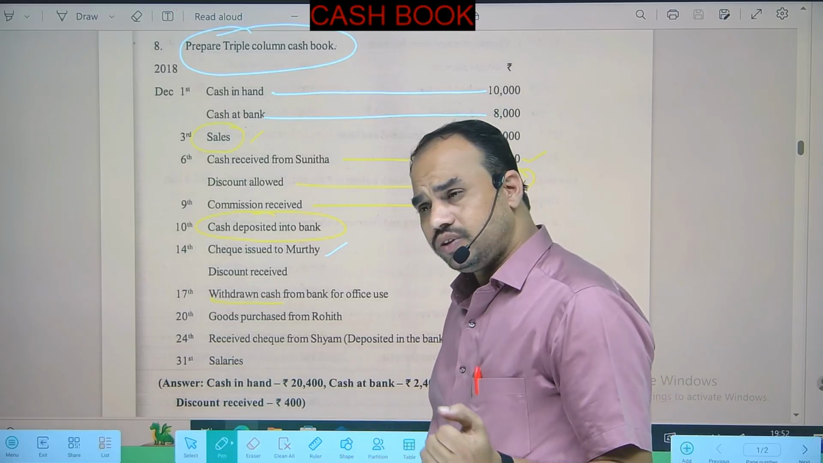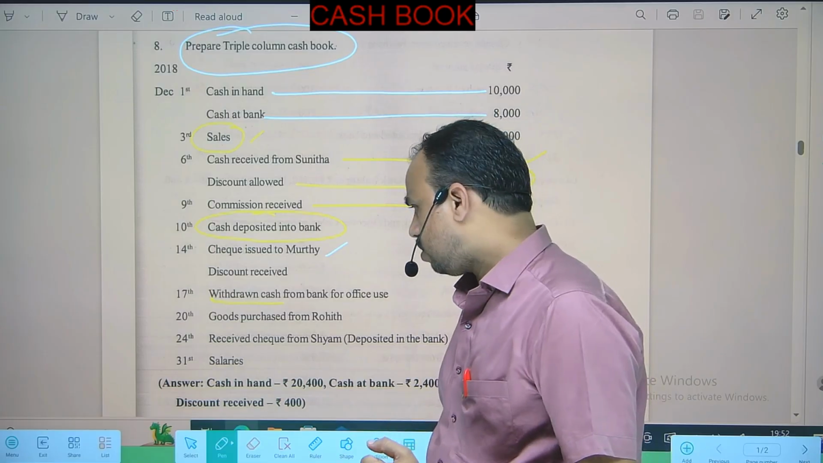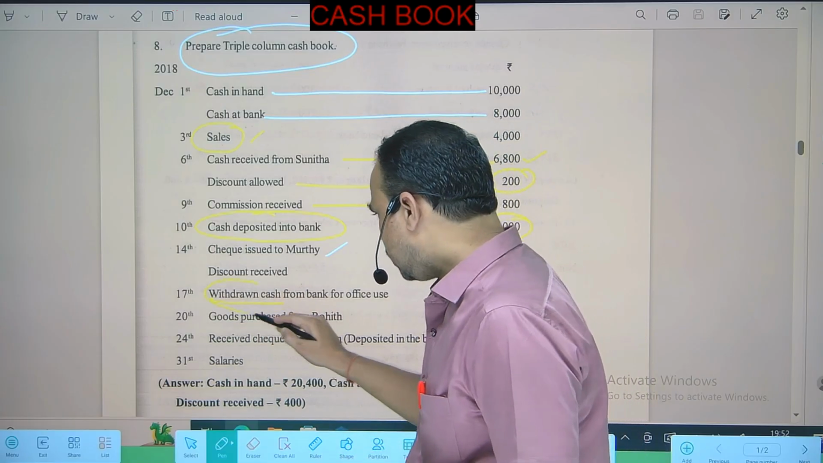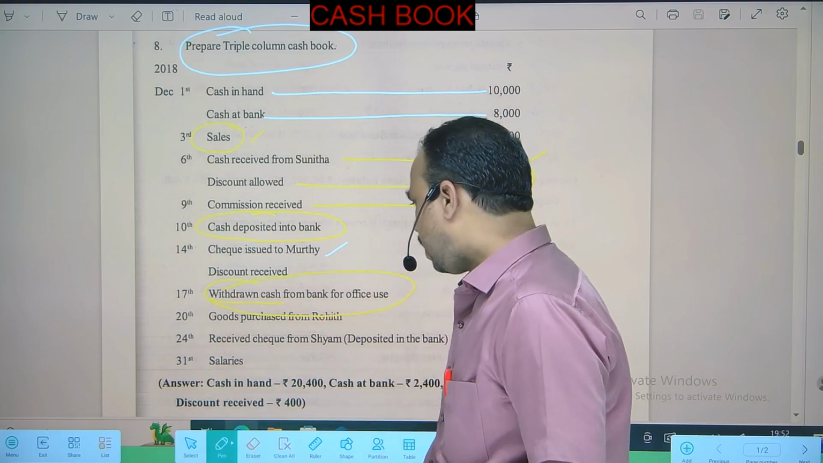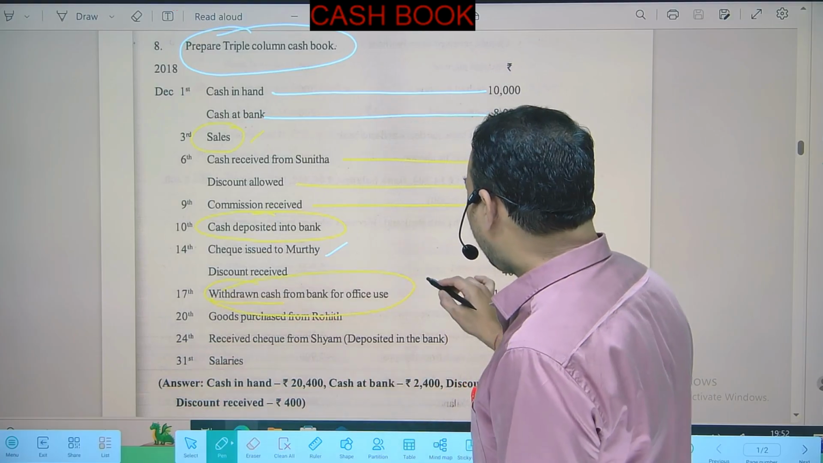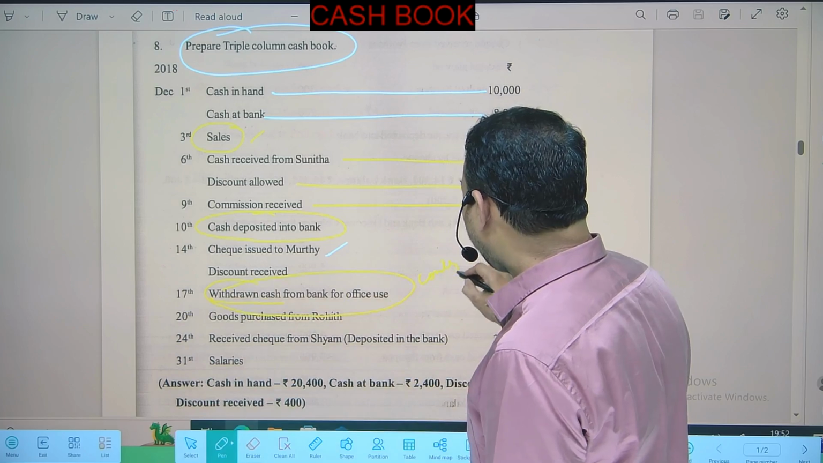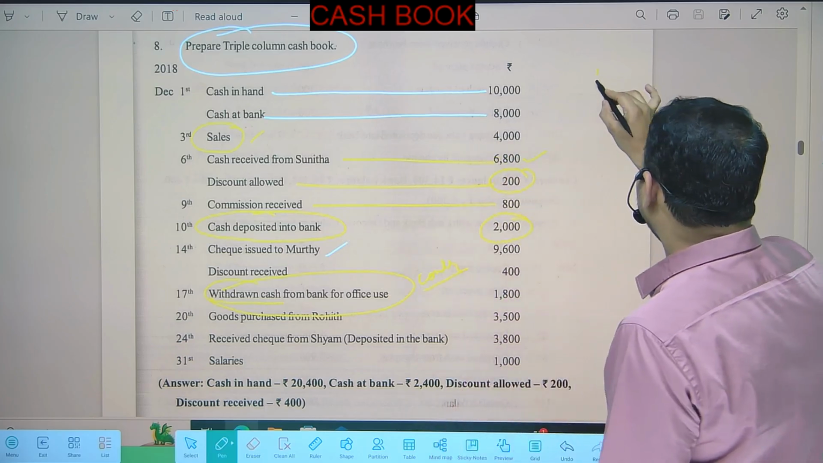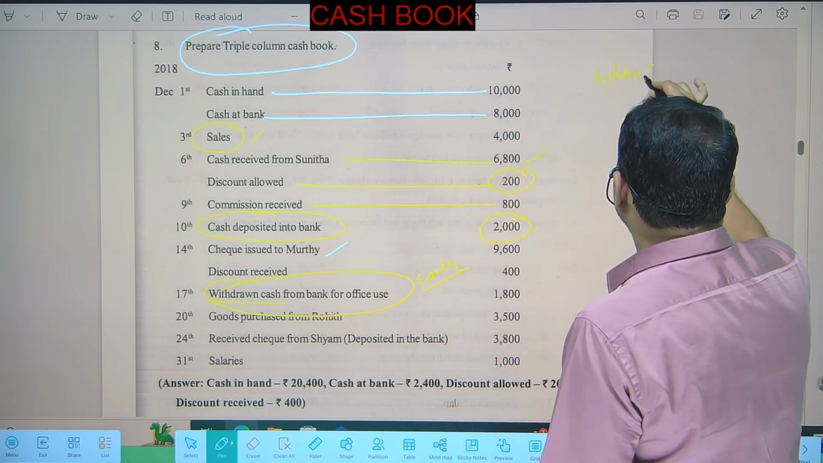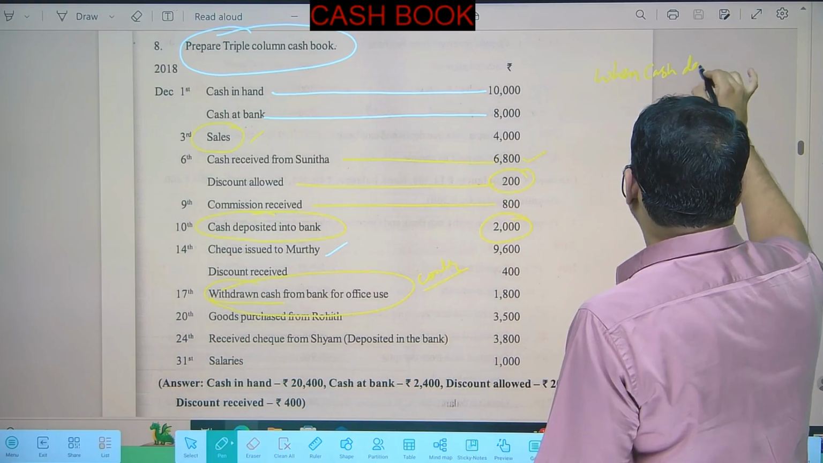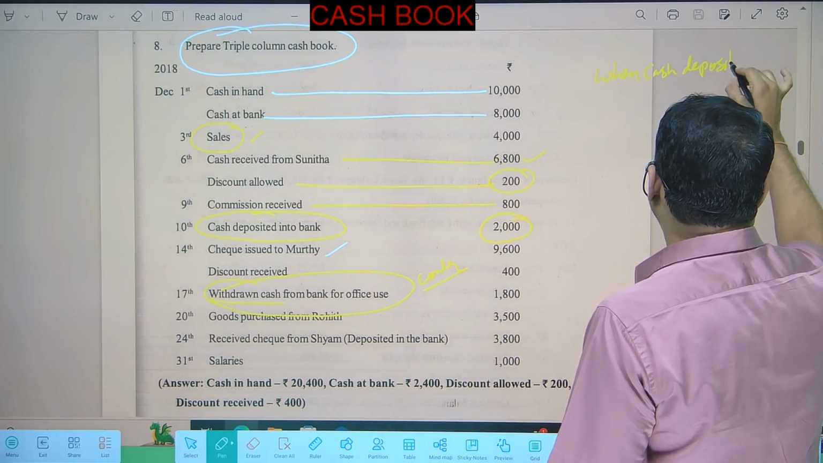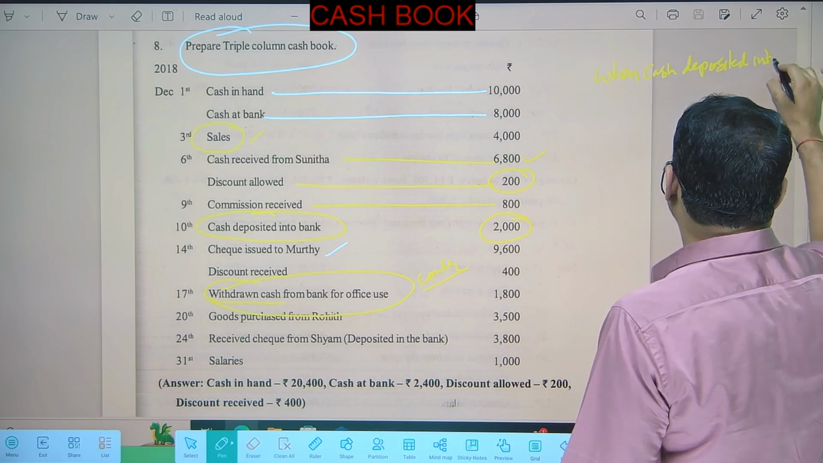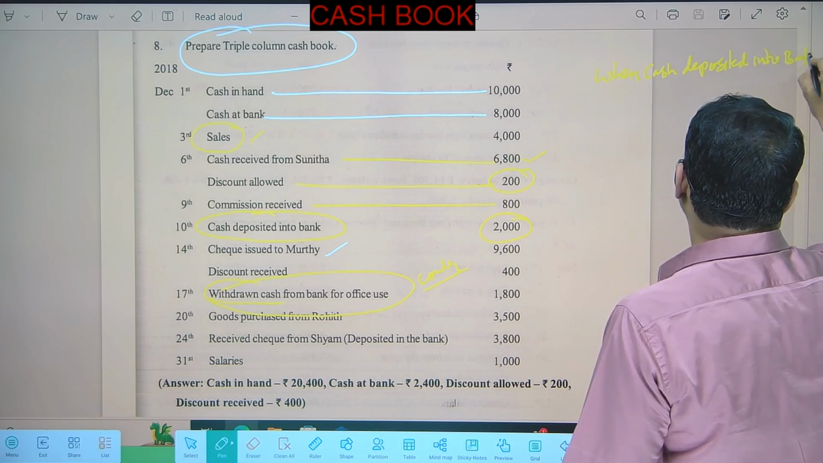So cash is withdrawn from the bank. Whenever you withdraw cash from bank, it is a contra entry. Remember, contra entry will come in three situations. Situation number one: when cash is deposited into bank, contra entry will come. This is situation number one.